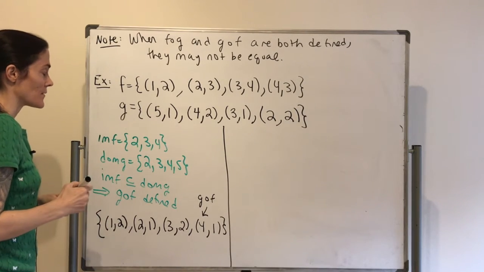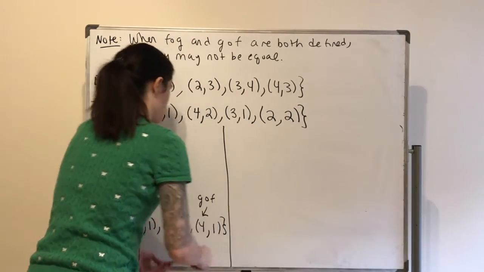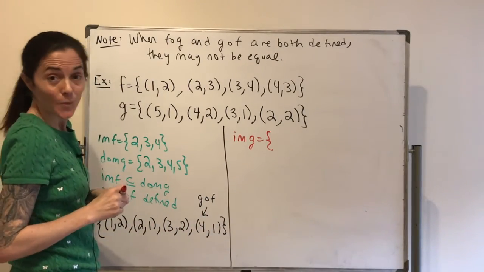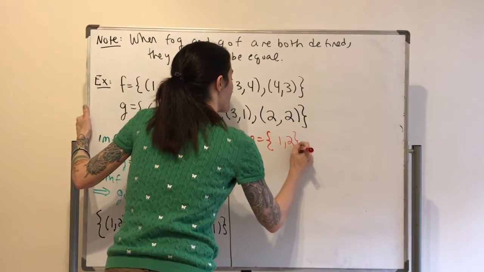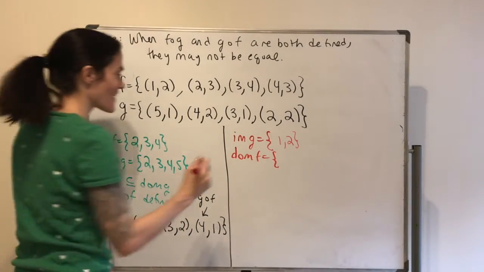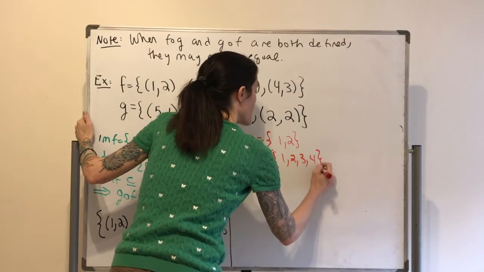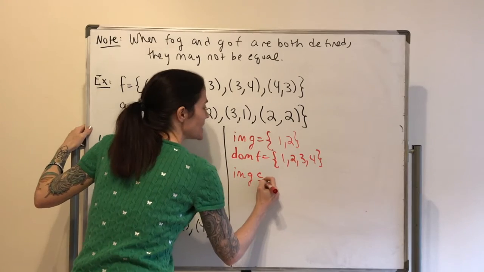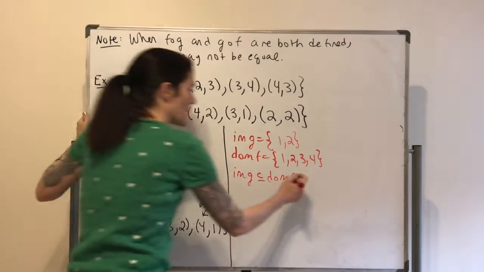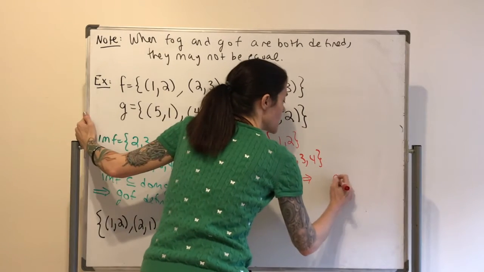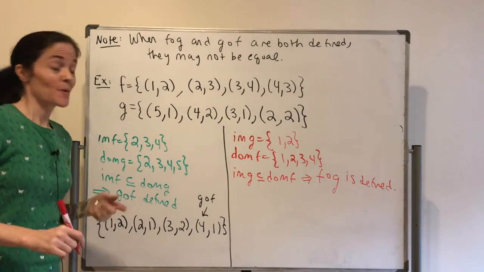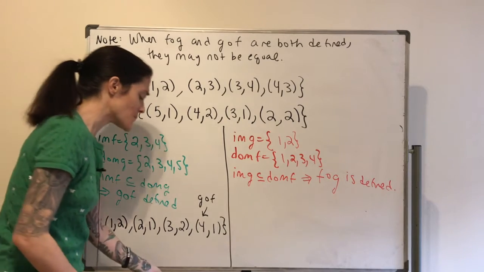Now, let's talk about the other way. Well, the image of G is what? The image of G is just the set {1, 2}. And the domain of F is the set {1, 2, 3, 4}. What do we need? We need the image of G to be contained in the domain of F. And this is definitely the case because {1, 2} is a subset of {1, 2, 3, 4}. And this means that first we do G and then we do F. This is defined. So this is an example, unlike the last one, where both F compose G and G compose F are defined. Okay, well, let's write out ordered pairs here.